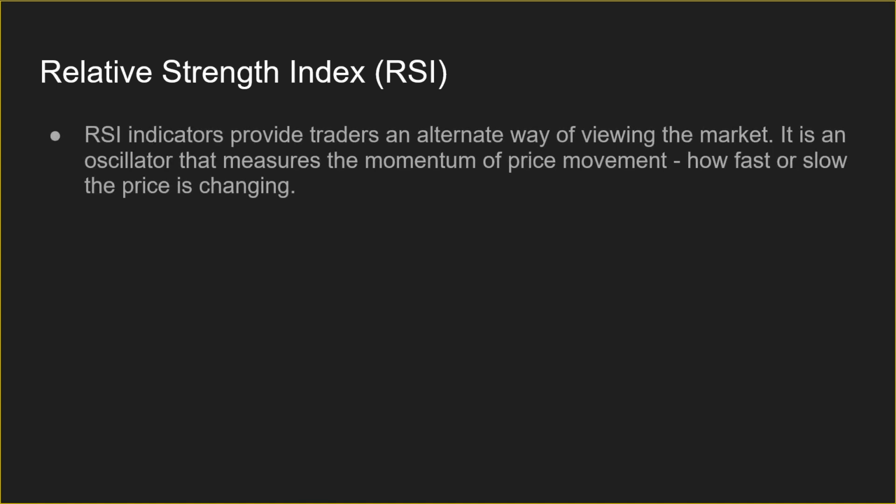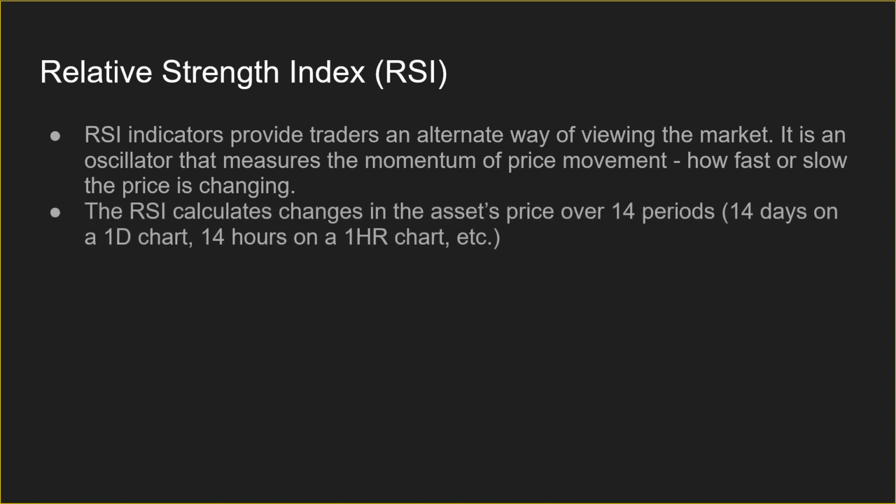So RSI indicators provide traders an alternate way of viewing the market. It's an oscillator. We know that it's on a fixed scale between 0 to 100 or 0 to 1, depending on how it's set, and it measures the momentum of price movement, how fast or slow price is changing.